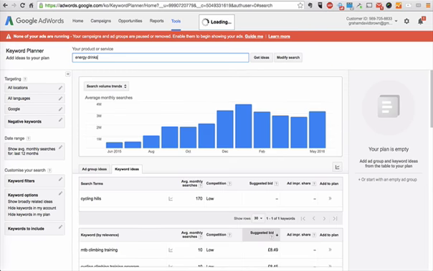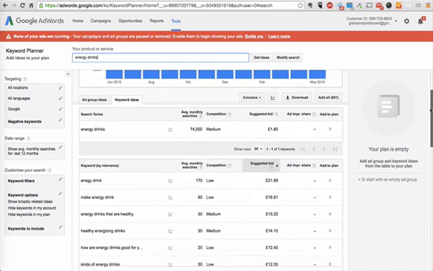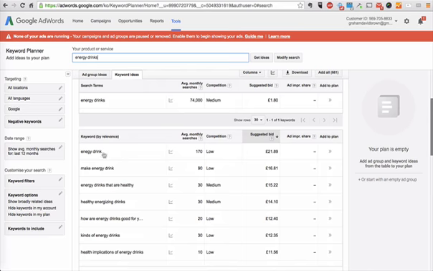See what comes up from energy drinks. And again, we're going to get some very broad terms at the top. Energy drink at the top. Very broad, very high suggested bid. Be interesting to know what's going on there. But here's what gets interesting. Very high suggested bids.